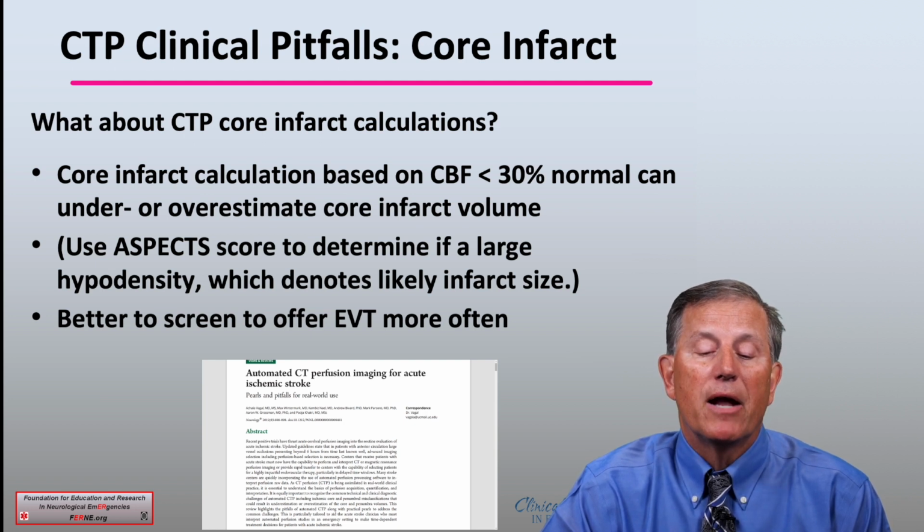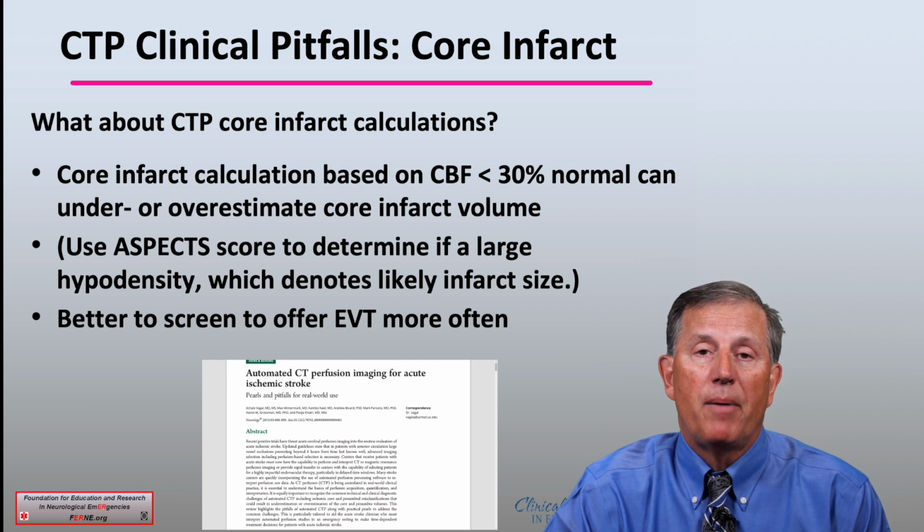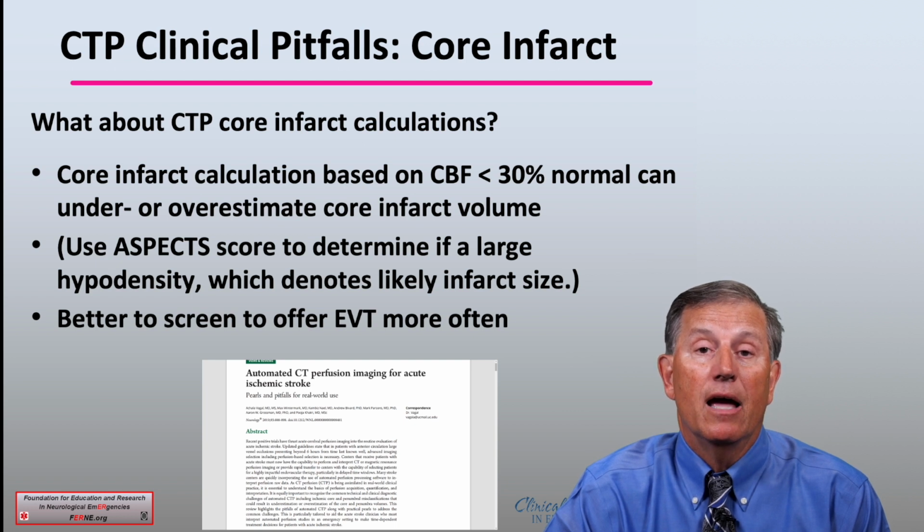So it's better to screen to offer EVT more often. In other words, if the CTP appears to be limiting the number of patients that are going for EVT therapy, it may be optimal simply to do anatomical vessel viewing with a CTA and an MRA as opposed to waiting and/or utilizing CTP, especially if your own AI software decreases the number of patients who apparently go to or would benefit from EVT therapy because of the presence of a likely large ischemic penumbra.